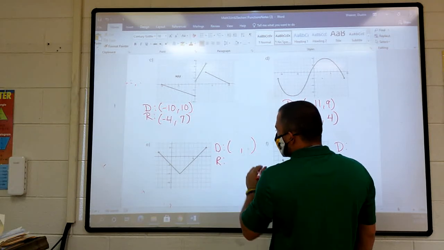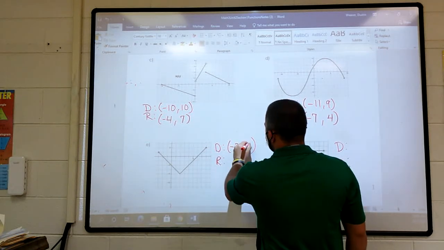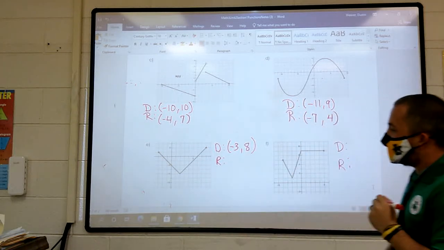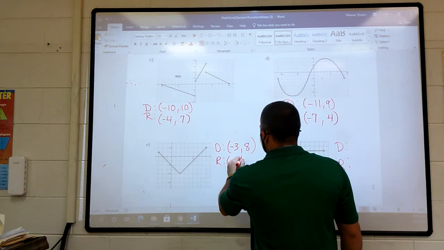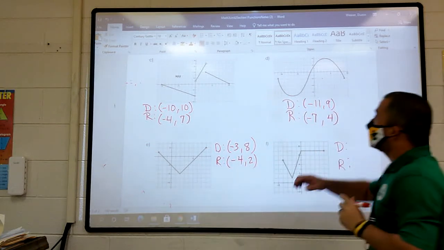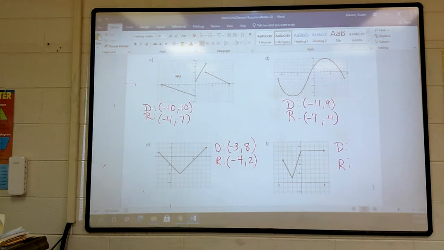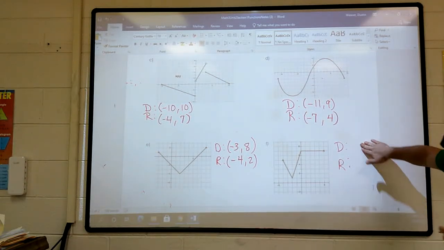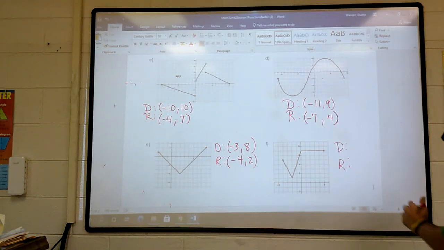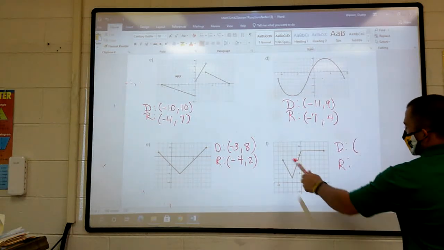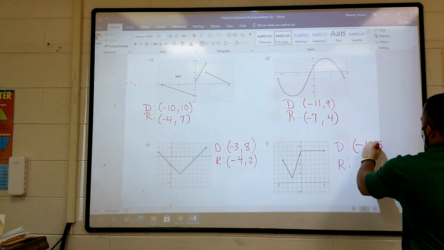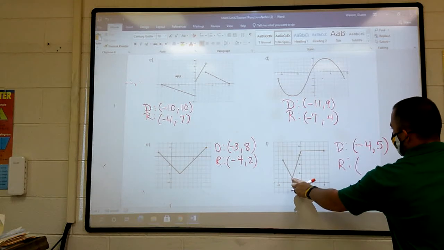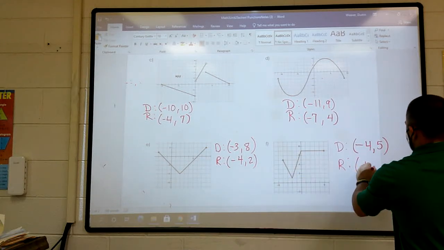This one. -3 to 8. Yeah. It's on your paper too. I know. From -3 to 8. And the range is from -4 to 2. Notice none of these have the arrows that make it continue forever and ever. So that's how we're able to put numbers in. And then on F, the domain goes from -4 to 5. And the range goes from 1 to 7.